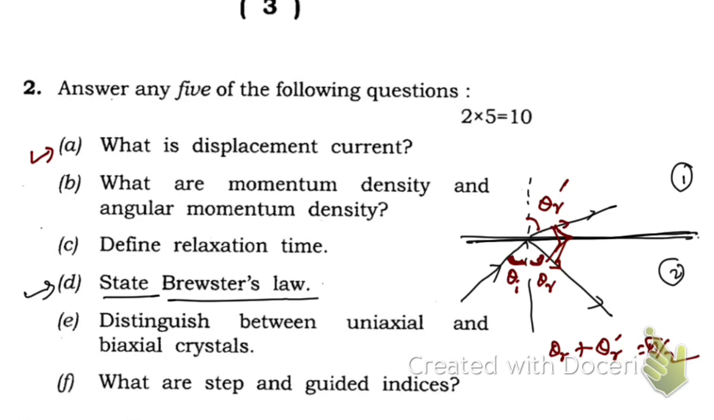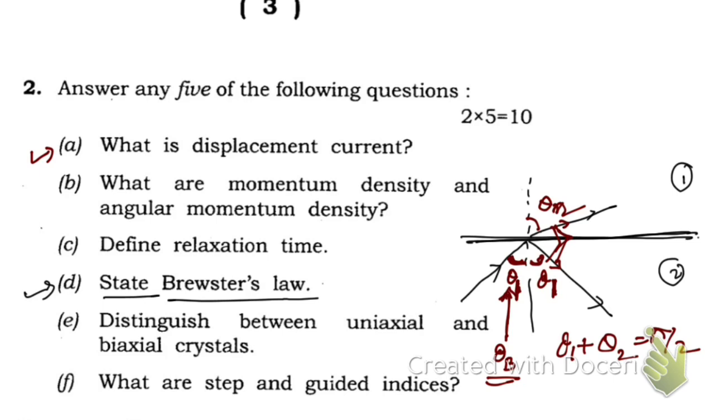So instead of theta r, let me write theta I, because the angle of reflection and angle of incidence are equal. Let me use here theta 1 and here theta 1, and suppose this is theta 2. So the incident angle for which theta 1 plus theta 2 will be pi by 2, this incident angle is called Brewster angle. It is denoted by theta b or theta p as well, right?